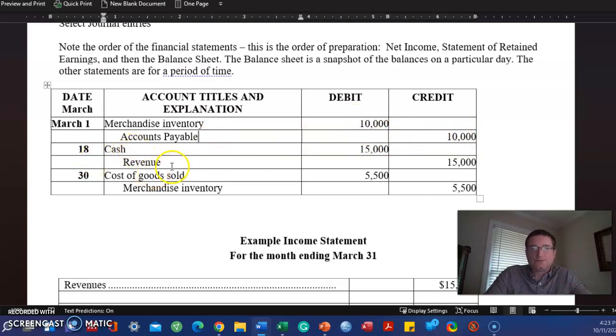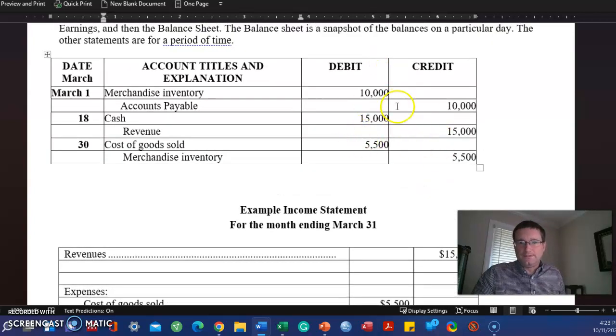We sold something, did something that generated revenue. They paid us $15,000 in cash, and recorded the $15,000 in revenue. And here we have cost of goods sold. And again, I'm not really going into the journal entry, just to show you that the debit equals the credit.